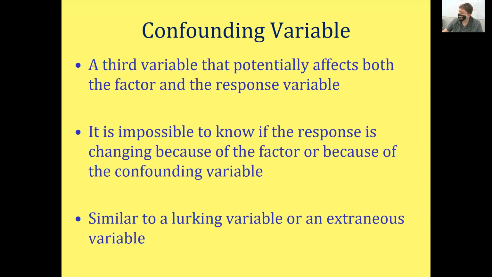Your first bullet point underneath number 12 is the second one on the screen. It's impossible to know if the response is changing because of the factor or because of the confounding variable. This is why studies are bad. Matthew, do you drive here or ride the bus? I'm going to pick on you. So Matthew drives, and Matthew's typically one of my first students in class. So if I'm sitting here making a study that says those who drive get to class on time and the bus is causing everybody to be late, there's a confounding variable there.